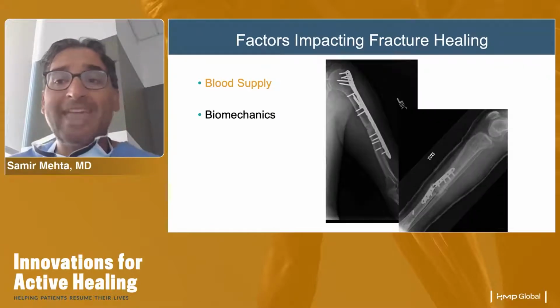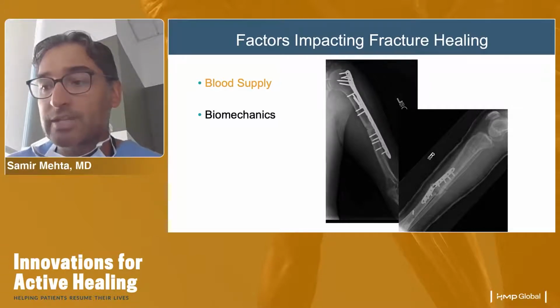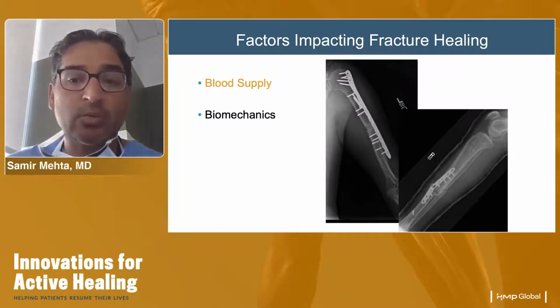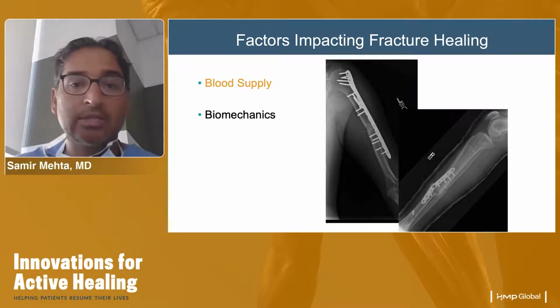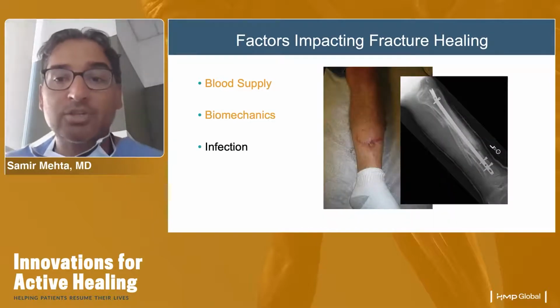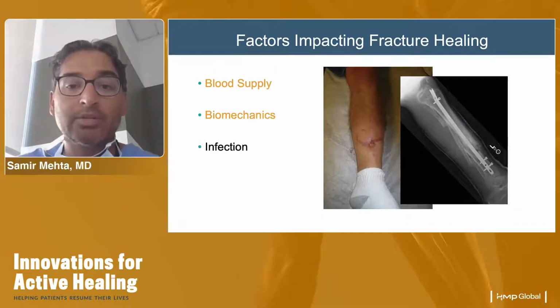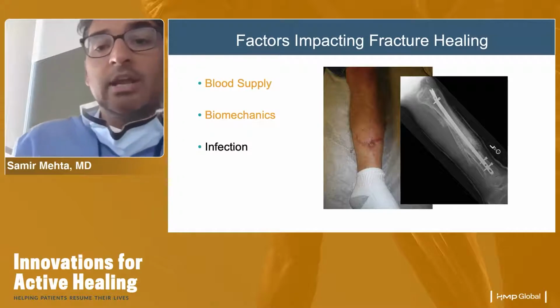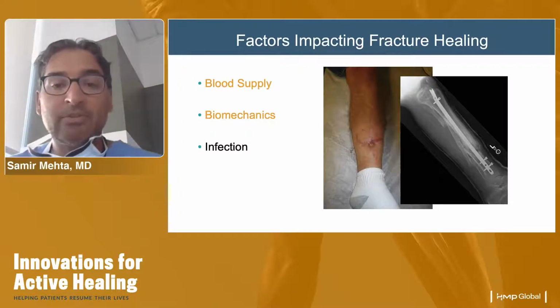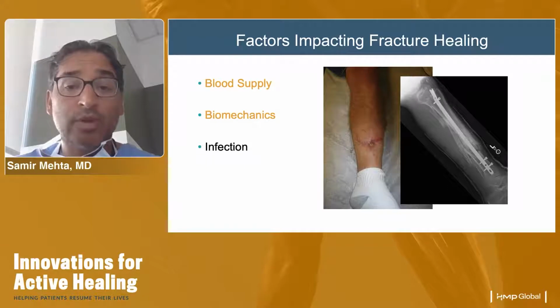We know that biomechanics affects fracture healing. So fractures that are fixed well versus those that are not fixed well or overfixed can lead to non-unions. Obviously, infection can lead to the bone not healing. This is a patient who was hit on the interstate and was fixed, but he had this draining wound and was draining for months.